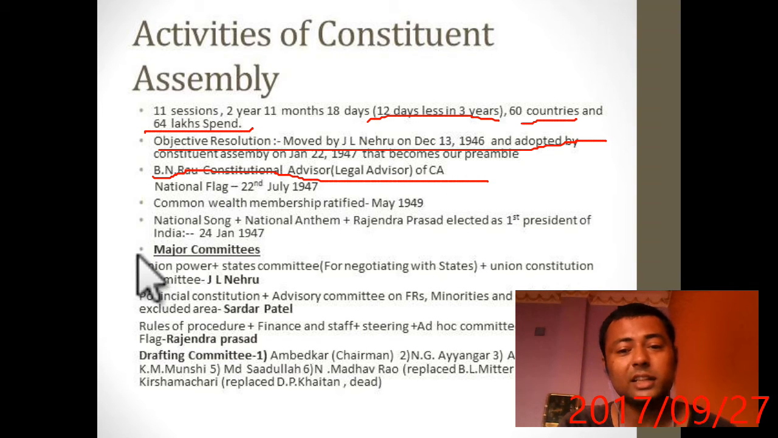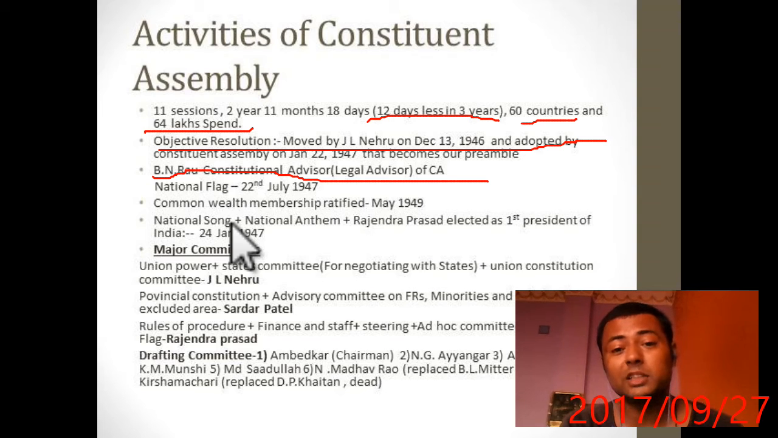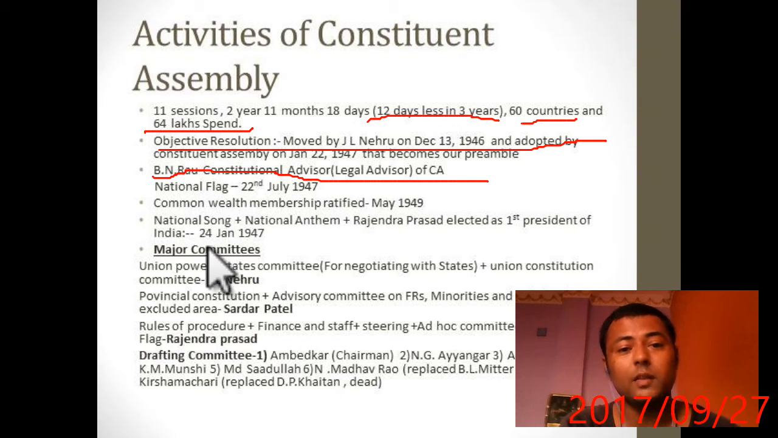These are the other activities. The national flag was adopted on 22nd of July 1947. Commonwealth membership was ratified in May 1949. National song, national anthem plus election of the first president, Dr. Rajendra Prasad, was done on 24th January 1950. Remember, it is not 1947, it is a printing mistake or typing mistake, it is 1950.